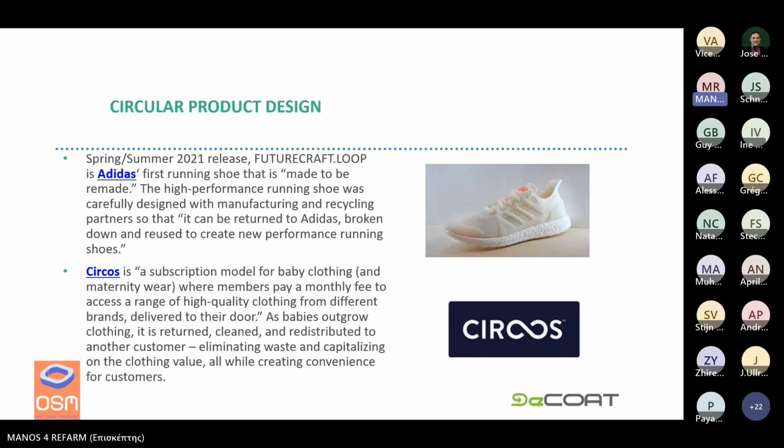Circos, another very interesting model, is for baby clothing, because babies grow very quickly. So they return the clothes, and with a monthly fee, customers have access to high quality clothing from different types of brands, delivered to their door. They also clean and redistribute the clothes, and this way they eliminate waste and capitalize on clothing value while also providing convenience for customers.